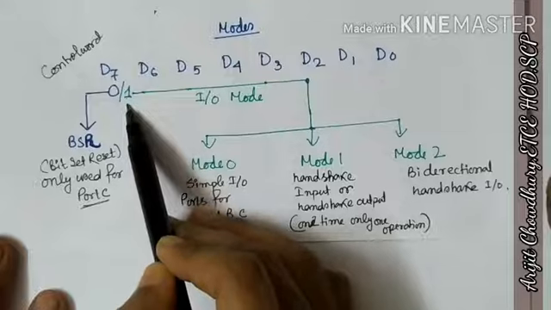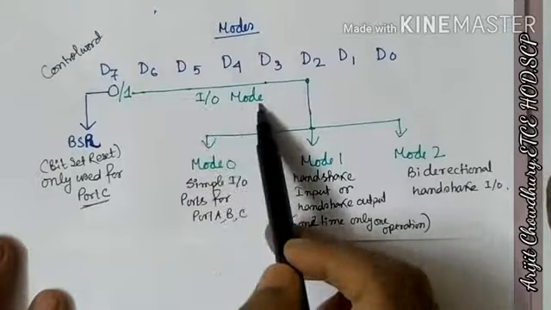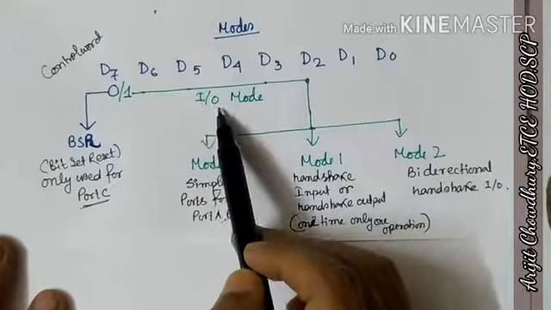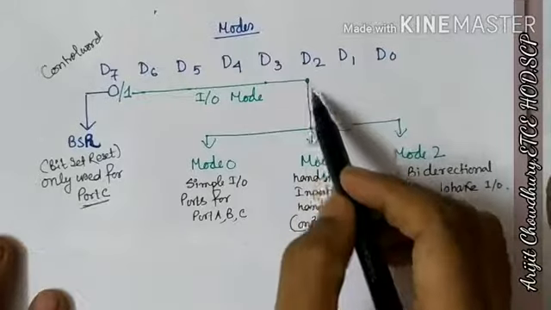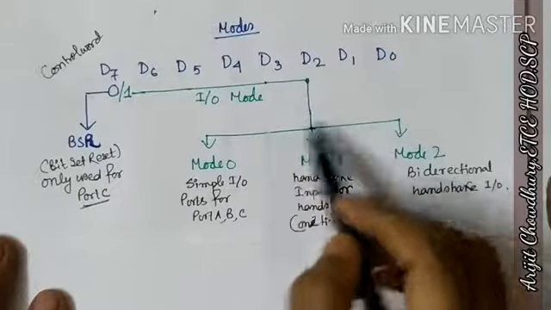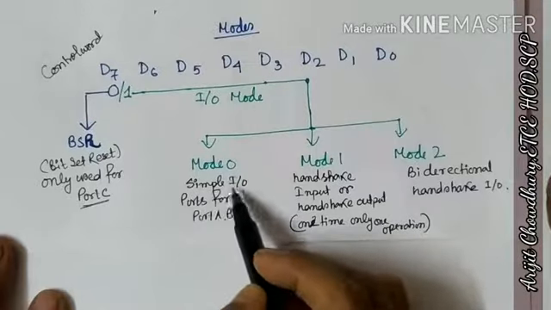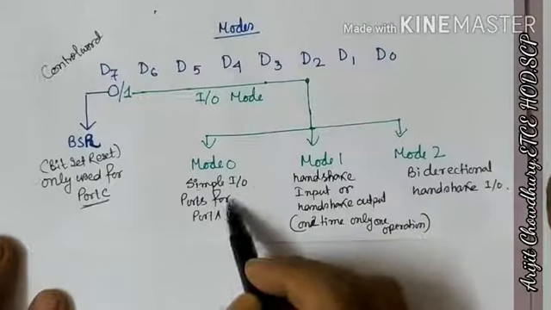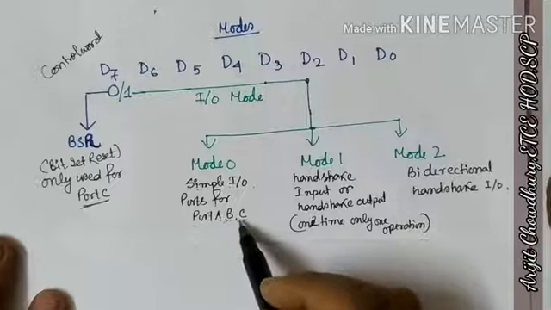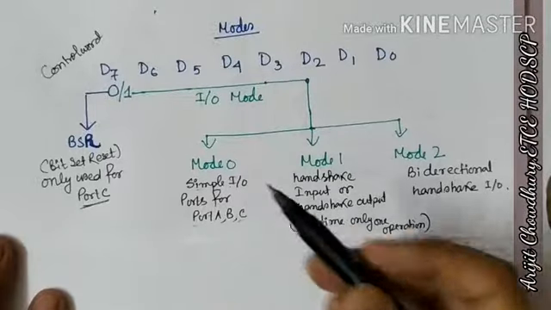If D7 is 1, then it goes to the IO mode. IO means input or output modes. In input or output modes, there are 3 types. One is mode 0. Here simple IO, simple input or output ports, are used. Port A, port B, port C are used as simple IO.